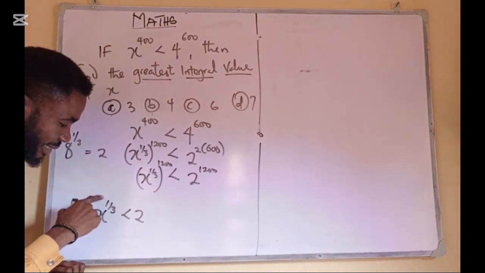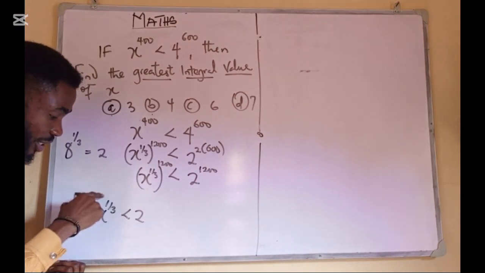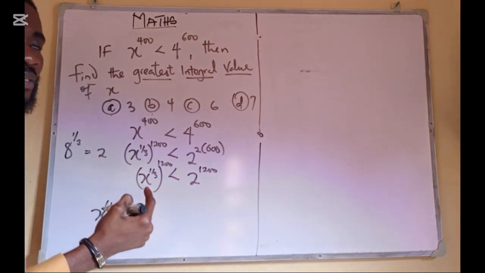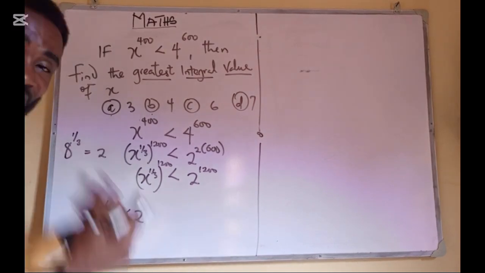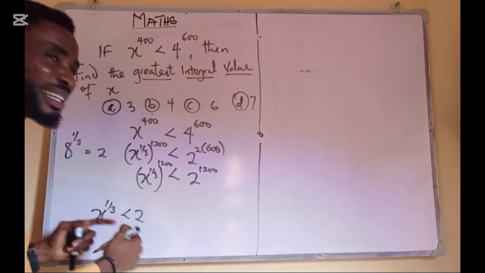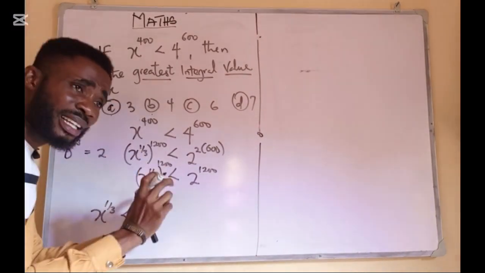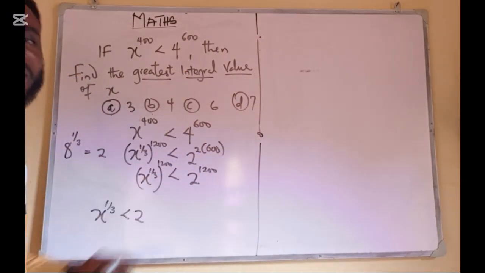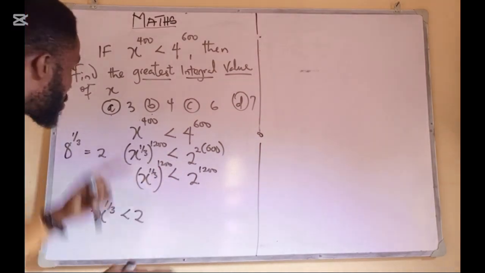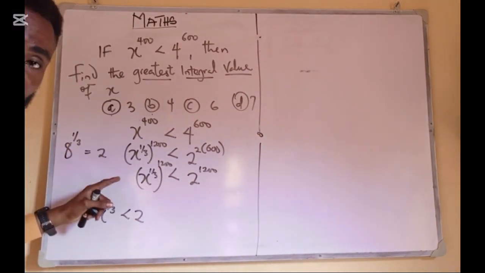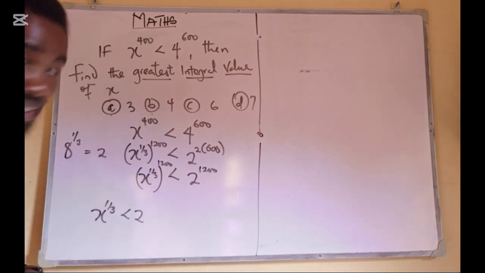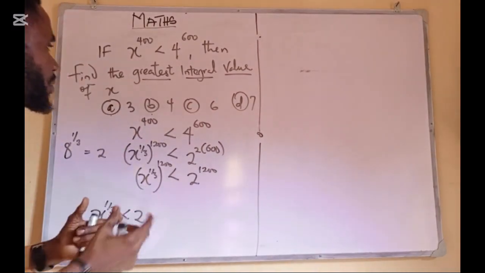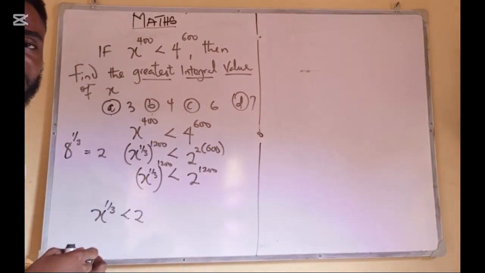But here they said the cube root of x should be less than 2. So if I put 8 here it gives me exactly 2, but we are looking for a number that should be less than 2. And among the numbers that are less than 2, we should be considering the greatest integral value of x. Ideally it should be 8 if it were equal to 2. But because it is less than 2, which of these numbers would be the greatest integral value that should satisfy this condition?